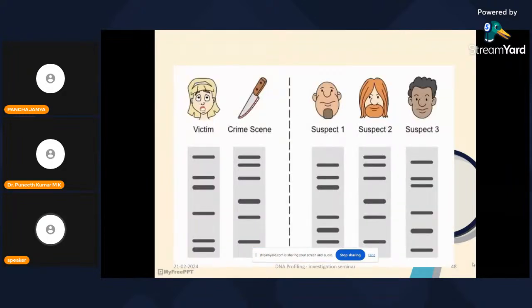And this is a victim and the same pattern of a victim, and the evidence which was found at the crime scene, the two patterns and the suspected persons. There are three persons where we can combine the patterns of a victim and crime scene with suspected one, suspected two, suspected three. That time the match will be seen in suspected two. Based on these patterns, we can easily identify the person who has done the crime.